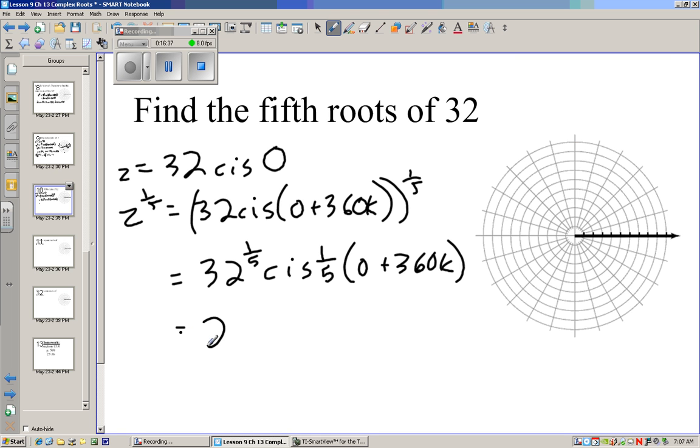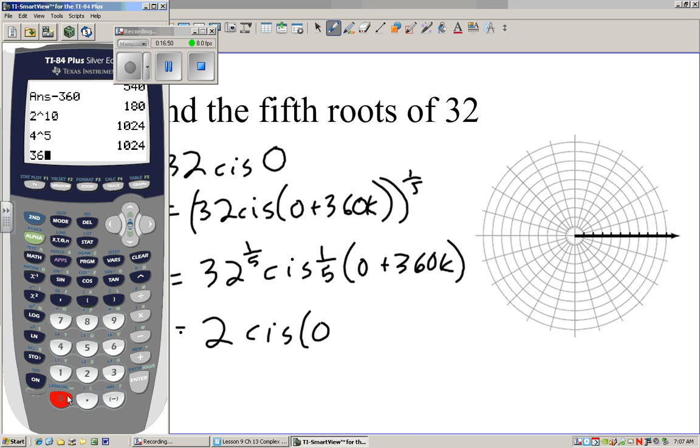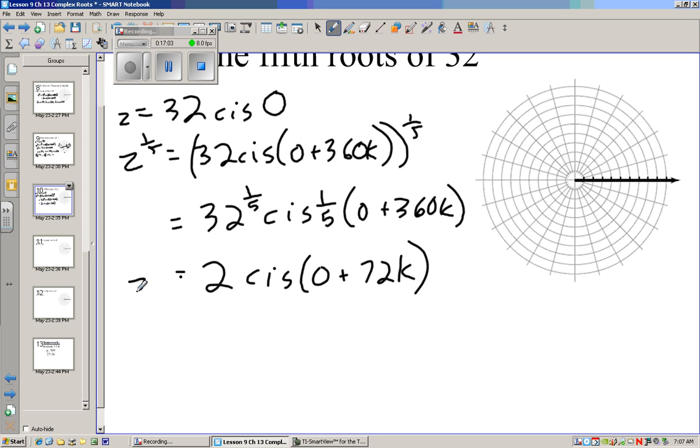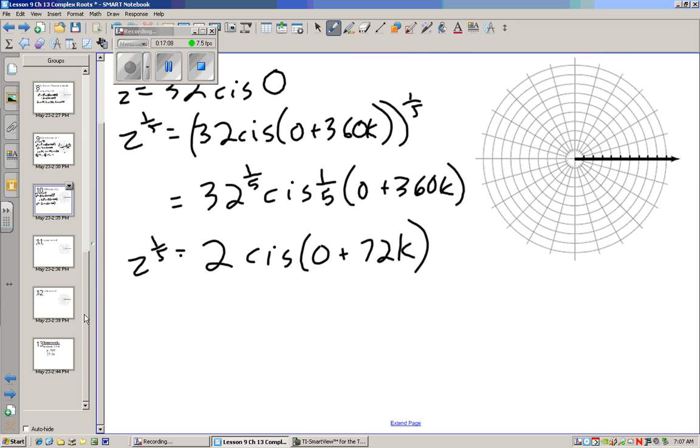32 to the 1/5 is going to be 2 cis, the first one's going to just multiply to be 0. 1/5 of 360, I believe that's 72, but let's just check it with our trusty calculator. It is 72. Wonderful. All right, so now we have our answer. That's z to the 1/5. So let's convert this back into our real numbers, or our rectangulars.